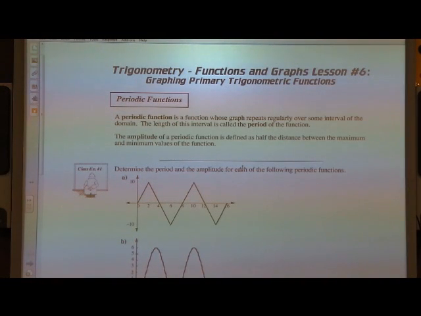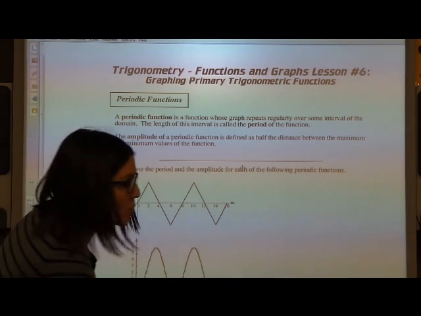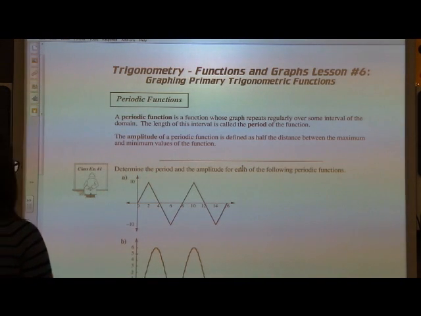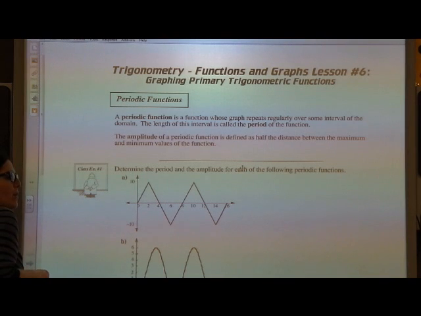This looks at exploring the graph of a trig function, of the primary trig functions, sine, cos, and tan. So before we get started with graphing those, there are some terminology, some terms that we need to understand. First of all, we need to understand what a periodic function is.